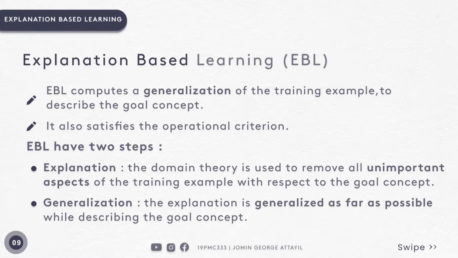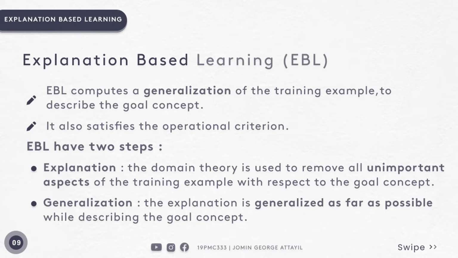Here, explanation-based learning computes a generalization of the training example to describe the goal concept. It also satisfies the operational criterion, that is the given set of rules. And explanation-based learning has two steps. First one is explanation and second one is generalization.